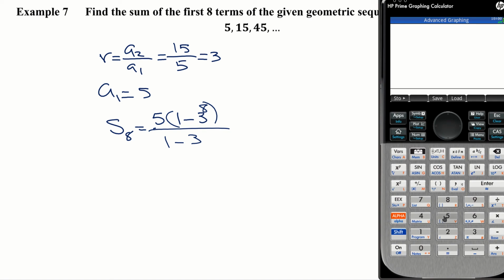Now it's just a matter of computation. So 5 times (1 minus 3 to the power of 8). We need to exit the parentheses and then put divided by (1 minus 3). So we get 16,400 for the sum of the first 8 terms of this geometric sequence. All right, that's how you do that.